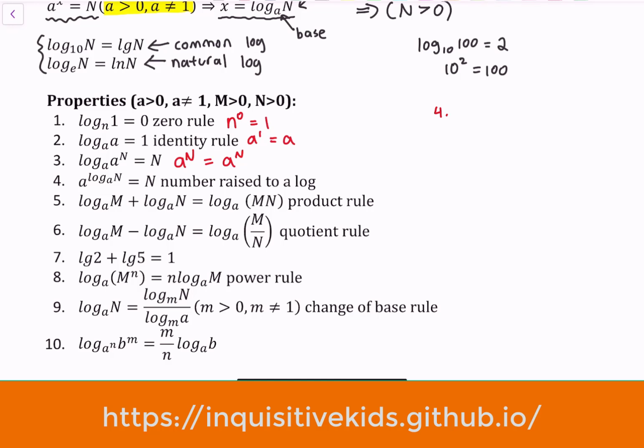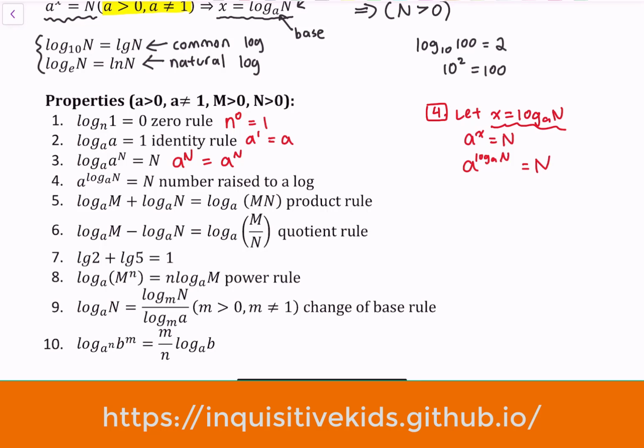Now, what if we have a number raised to a log? So let's call this property 4. We can let x be the name of log base a of n. So a to the power of x will give us n if we rewrite this logarithm in exponential form. Now, we can rewrite x as log base a of n. This is equal to n. So look, we have proved our property.